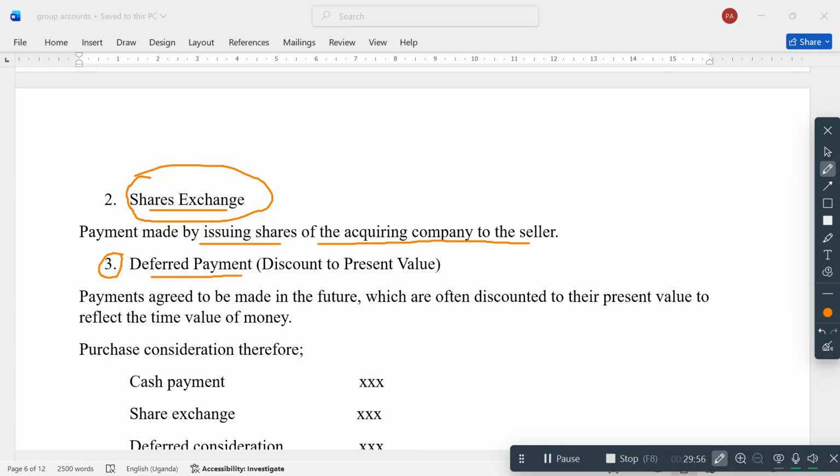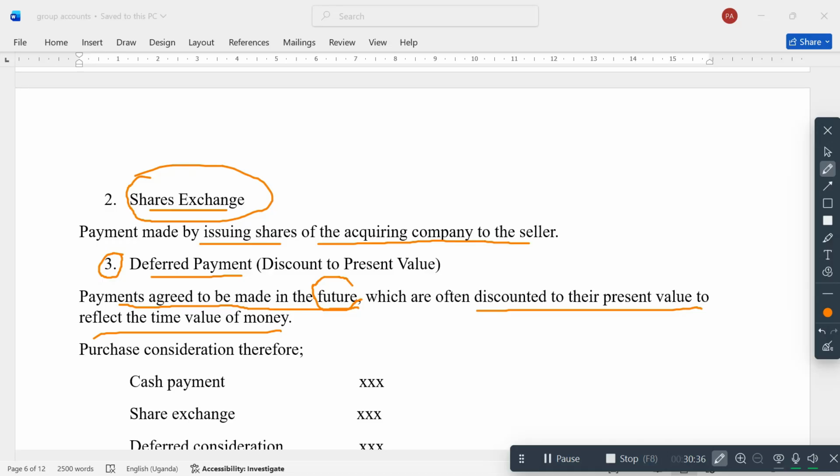It may not be share exchange and it may not be cash, but it can be deferred payment. Deferred payment, we are looking at payment agreed to be made in the future. Yes, it can be cash, but to be made at a future date. Someone says, okay, I'm buying shares in your company, I'm taking 70%, but I don't have cash now. I'm going to pay you after 1 year, after 2 years. That is future payment.